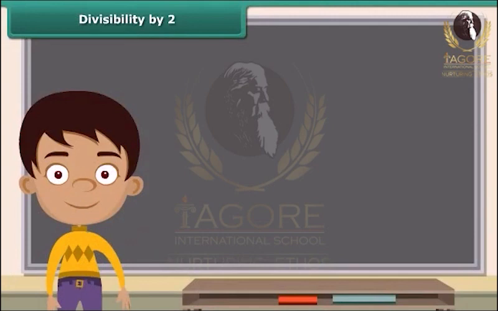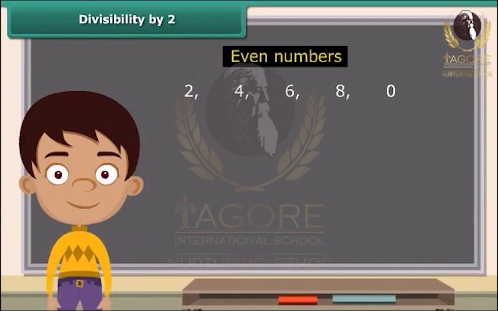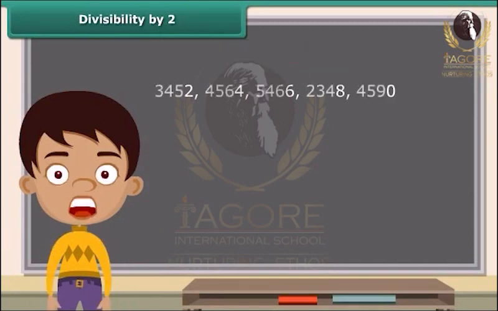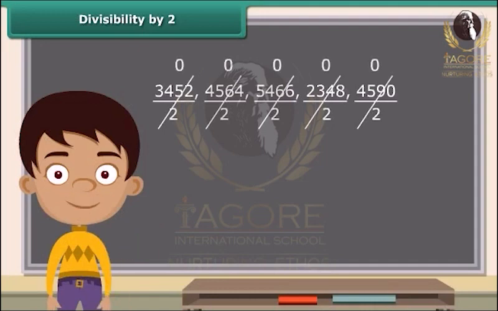Anuj knows that all numbers that end with 2, 4, 6, 8 or 0 are even numbers. He randomly picks up some numbers that end with 2, 4, 6, 8 or 0 and divides them by 2. He observes that each of these leave a remainder of 0 when divided by 2.